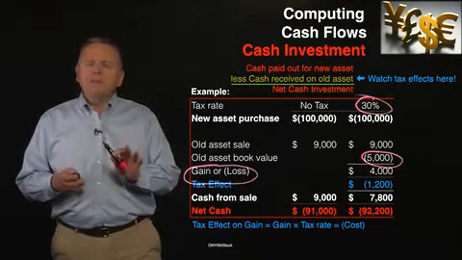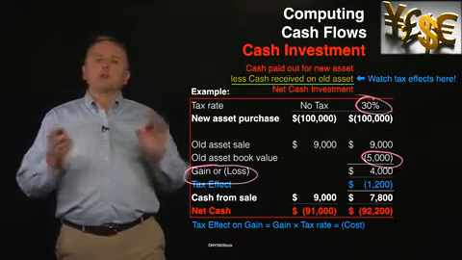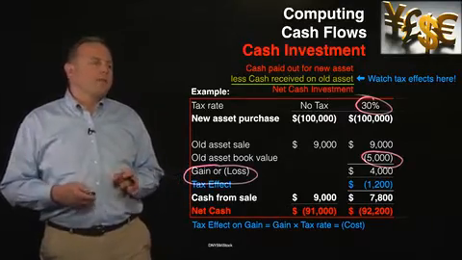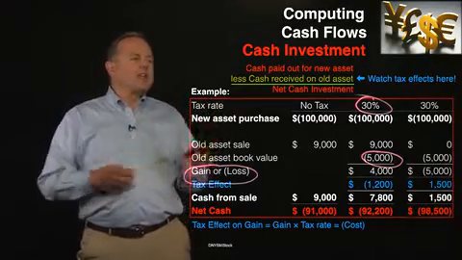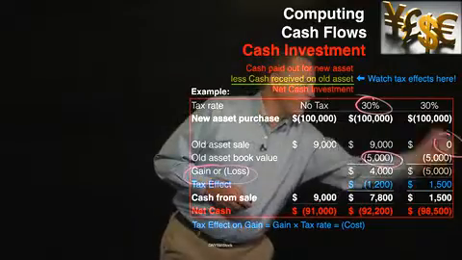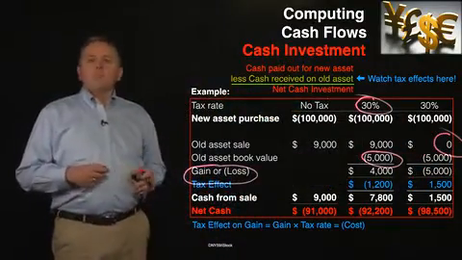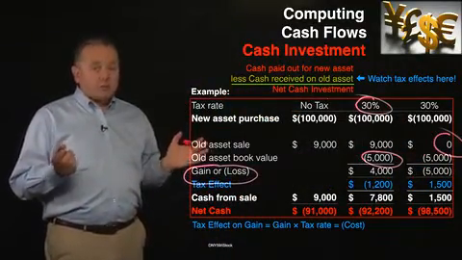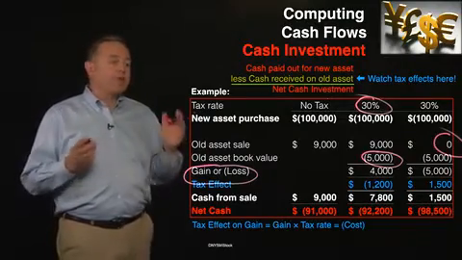Got it? Let's play with this then as a loss. Let's assume now that this old asset, I got nothing for it. Zero. But it had a book value. It had an asset valuation of $5,000.